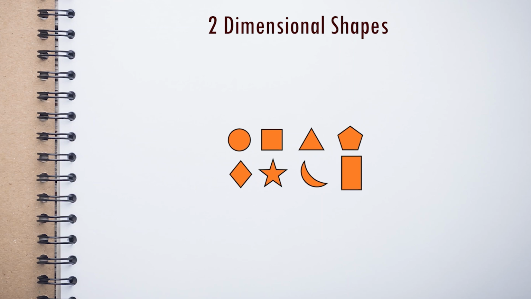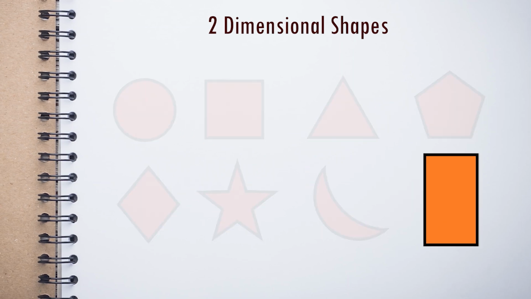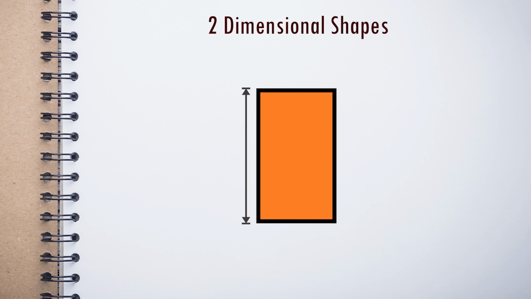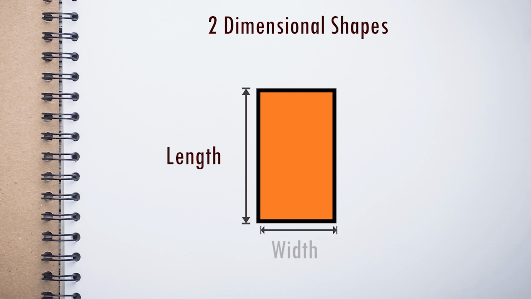Shape is a two-dimensional defined area that is flat or 2D. They are called two-dimensional because you can measure them in two ways, that is their length and width.